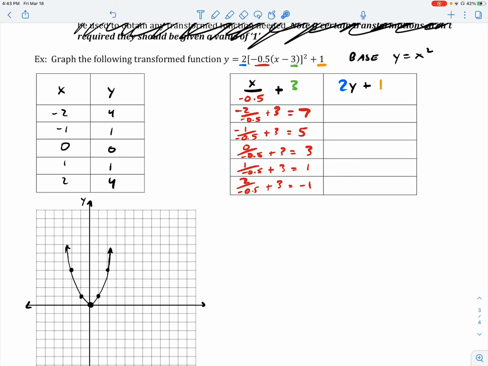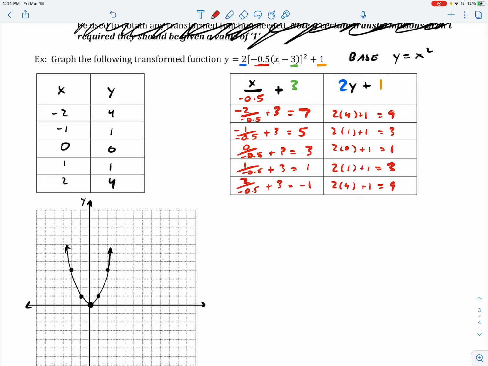Now for the y values, take all of these and plug them into y. So 2 times 4 plus 1, that's 8 and 1, that's going to be 9. Plug in 1. So 2 plus 1 is 3. Plug in 0. 0 plus 1 is 1. Plug in 1. 2 and 1 is 3 again. And then the next one's going to give us 9 again.